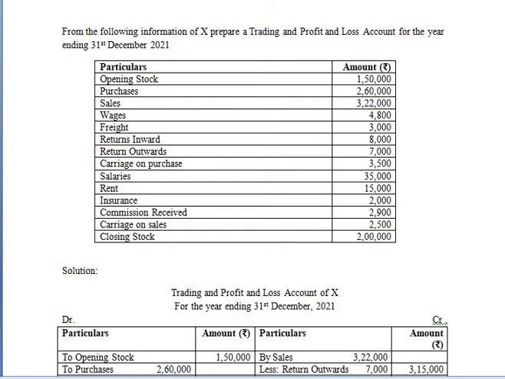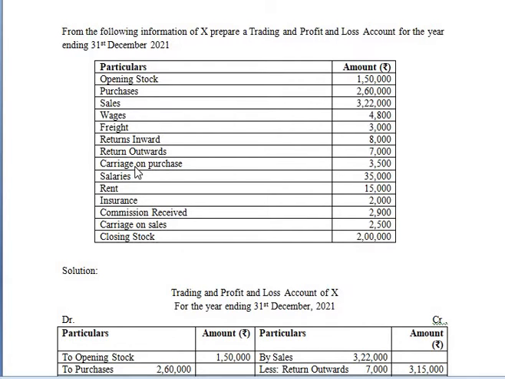Then we have sales. This is the direct income, which will appear on the credit side of trading account. Then you have wages, which is the direct expenses, which will be shown in the trading account. Then you have freight. This is also a direct expenses, which will be shown in the trading account. Then we have return inward. So this returns inward will have to be subtracted from sales to get the net sales. And the next one, we have return outwards. So this return outwards will have to be subtracted from purchases to get the net purchases.